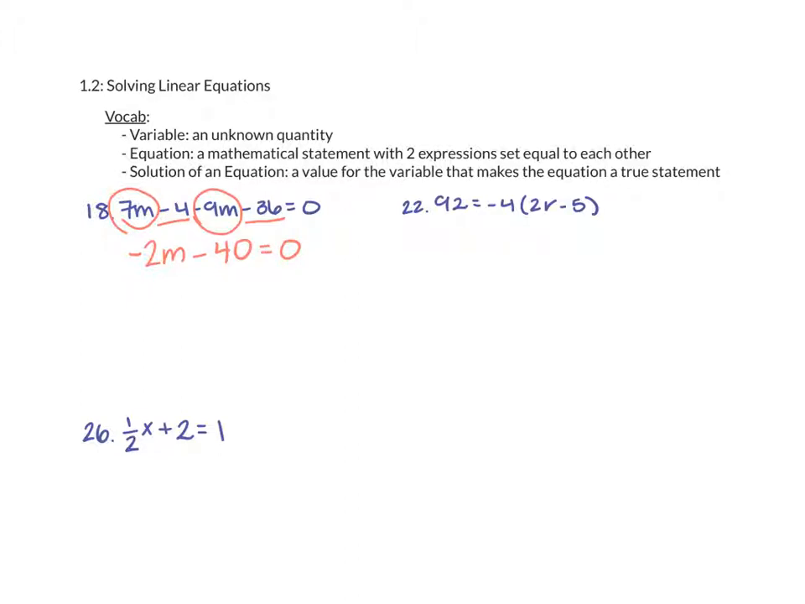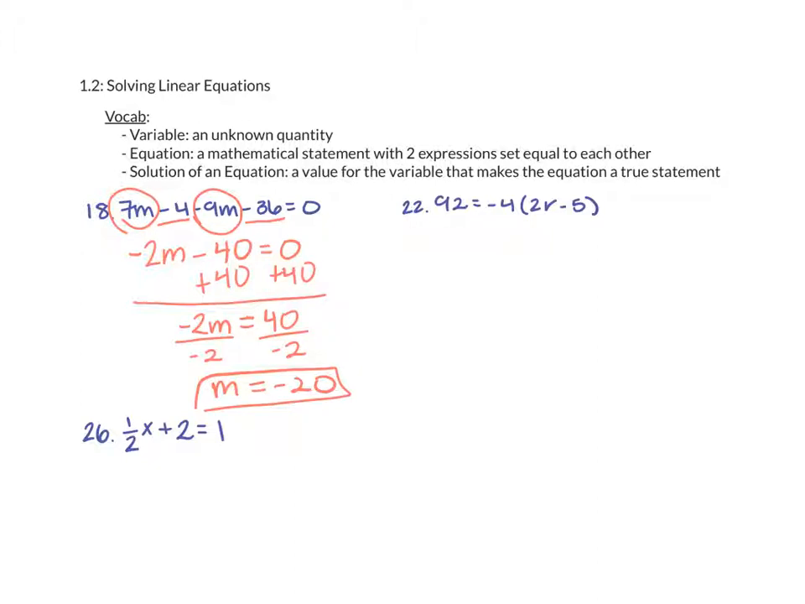From here, I want to isolate my variable as much as possible. I want to get m by itself. In order to do that, I've got to get the negative 2m alone, so I'm going to add 40 to each side. I'm left with negative 2m equals 40. Again, the whole point is to isolate m. To get this isolated variable, I'm going to divide both sides by the constant attached to the m, in this case negative 2. So now I get m equals negative 20, and that's my solution.